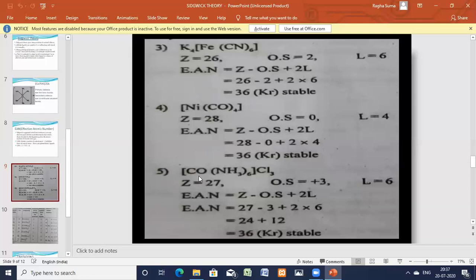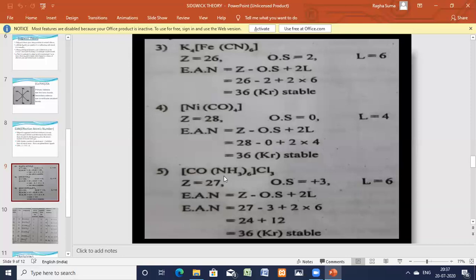It is cobalt. Capital C, small o. Capital C, capital O is nothing but carbon monoxide. Capital C, small o is nothing but the central metal atom, cobalt. So here, the capital O is a printing mistake. It should be small o. Capital C, small o, cobalt.